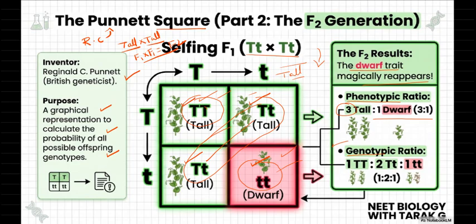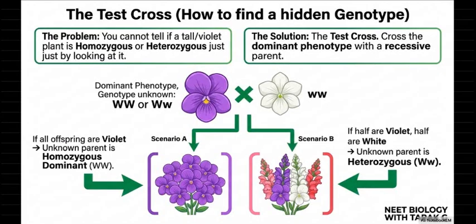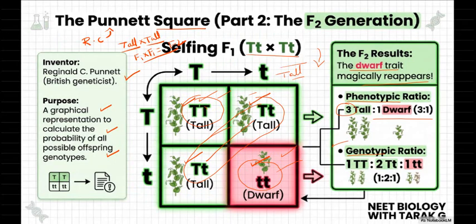I hope you are clear on this. F1 crossed with F1, selfing, will give the F2. In the next video, we'll discuss the test cross. I hope you are clear on this class.